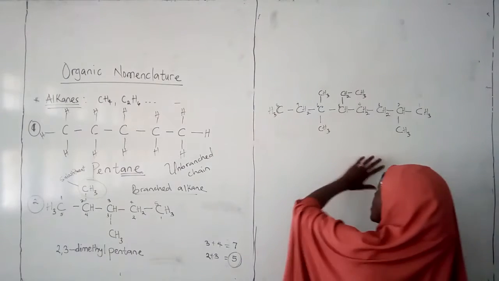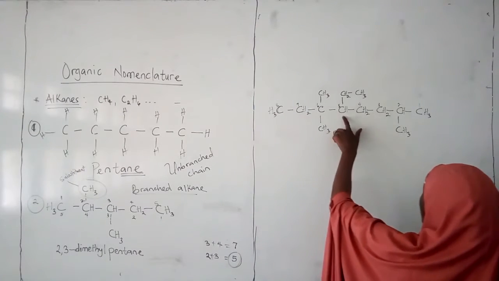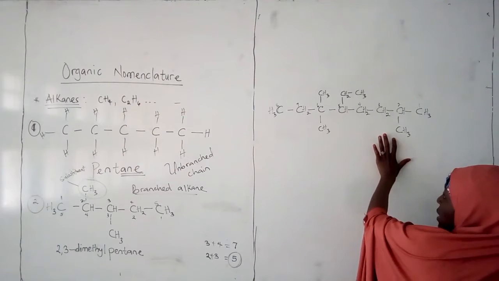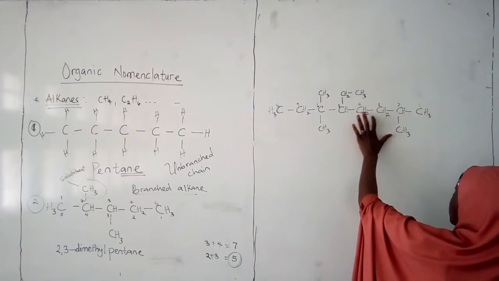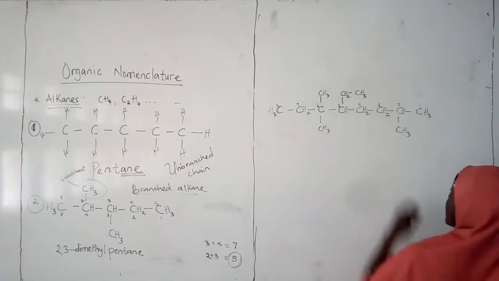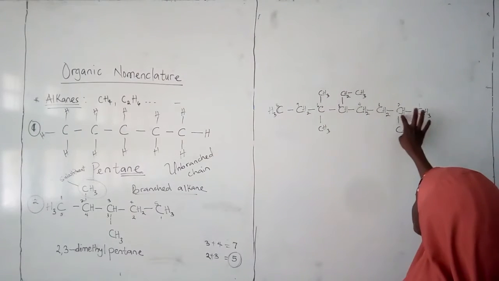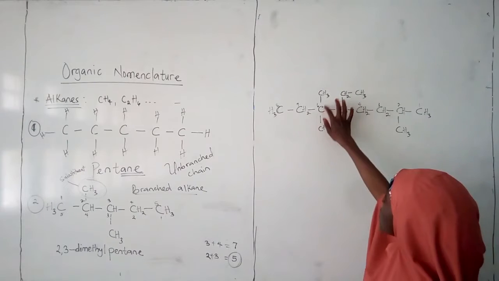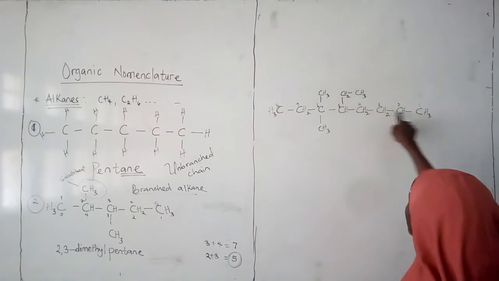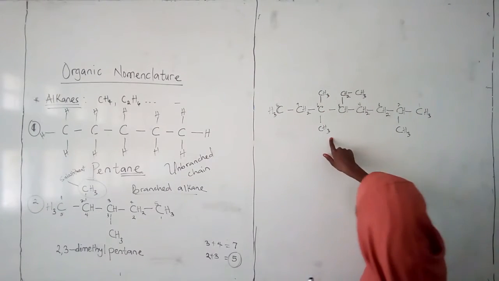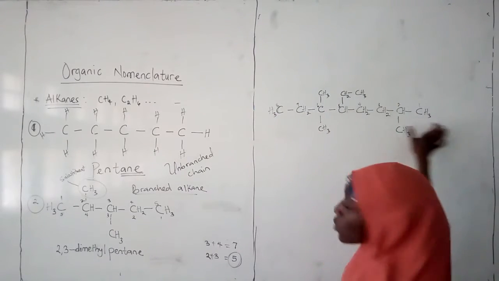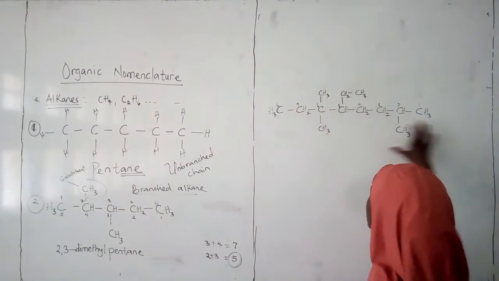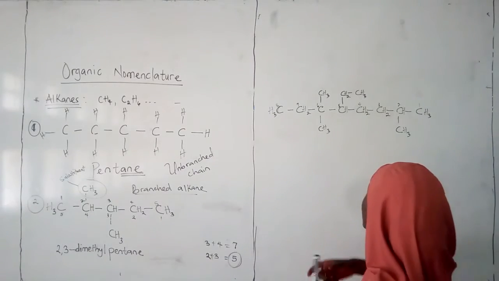So let's count from this side. 1, 2, 3, 4, 5, 6, 7, 8. It's still 8. Now let's count from here. 1, 2, 3, 4, 5, 6, 7. And this is 7. This is 7 too. 1, 2, 3, 4, 5, 6, and this is 6. So we are going to take this as our parent chain, since it is the longest chain.